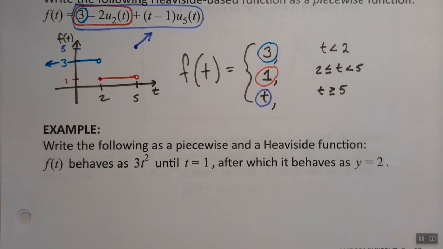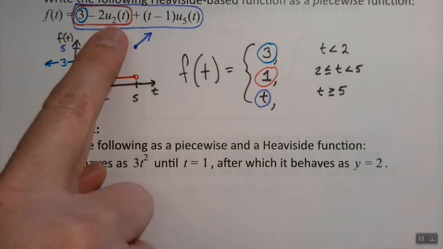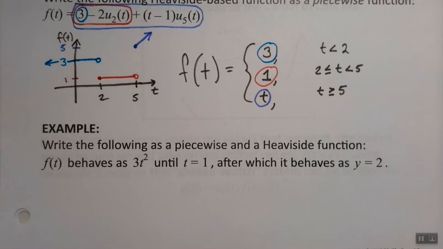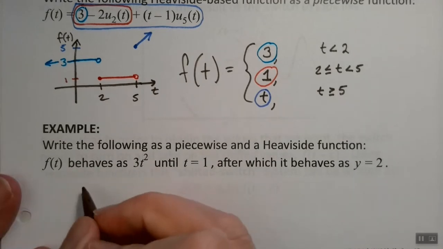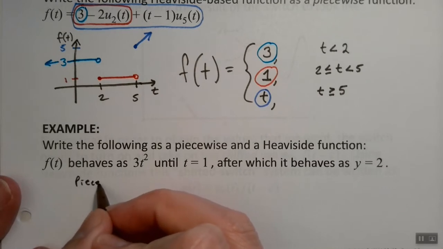So down at the bottom of the page we have another example. It says to write the following as a piecewise and a Heaviside function. So notice it's basically giving a description, telling us how it behaves, and then asking us to write it as piecewise and then write it as a Heaviside. And if we're describing how it behaves, then it's probably going to be easiest to write this as a piecewise function. So for starters, we'll write it as a piecewise.